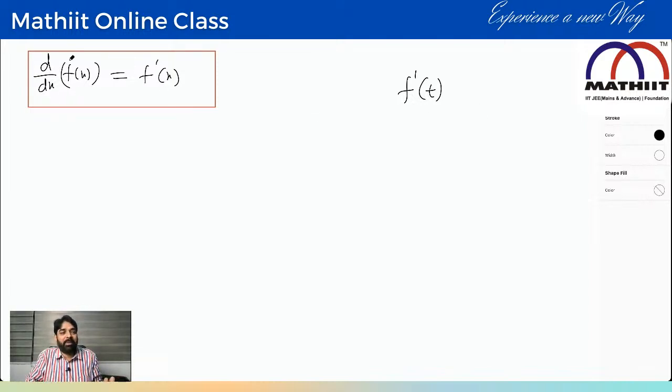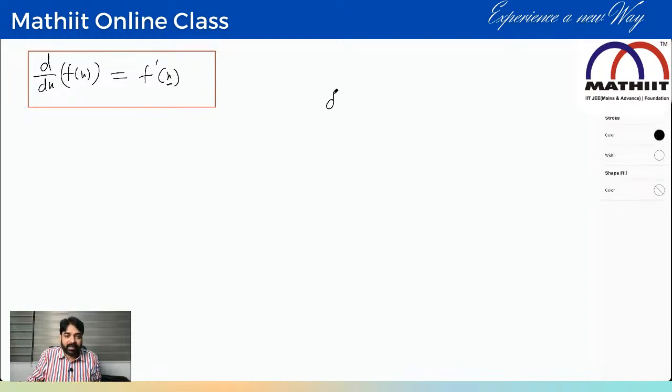This is a standard way of writing. Generally, mathematics people are always lazy, so they always find the short way to write. Writing d by dx was difficult, so people used to write dash, f dash x. But don't get confused: with f dash, whichever variable is there, differentiation is with respect to that variable. Right?